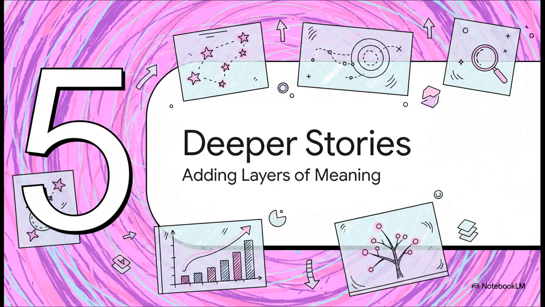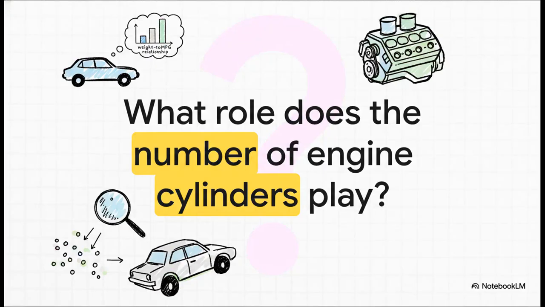Okay, this is where things get really, really cool, because we can do more than just add labels. We can add whole new layers of meaning to uncover much deeper stories that are hiding in our data. So a good data analyst is always asking, what's next? We see this relationship between weight and fuel efficiency, but is that the whole story? I wonder, does the number of engine cylinders have anything to do with it? How can we check that?